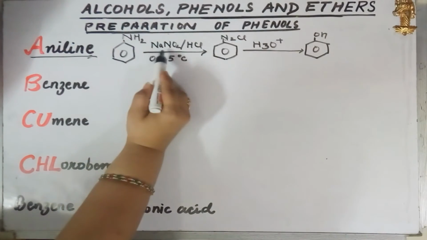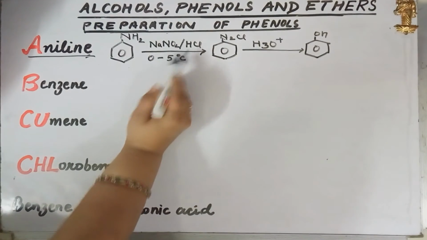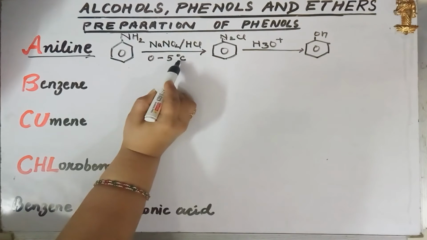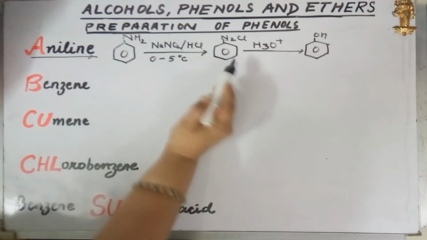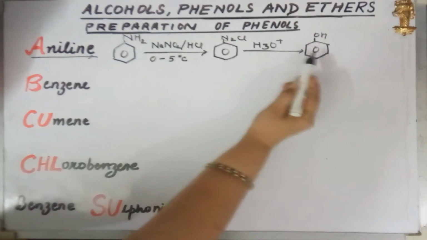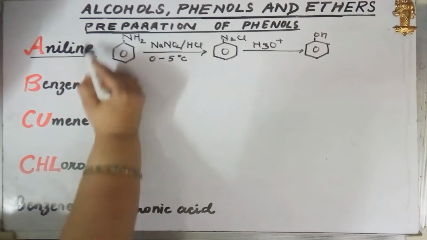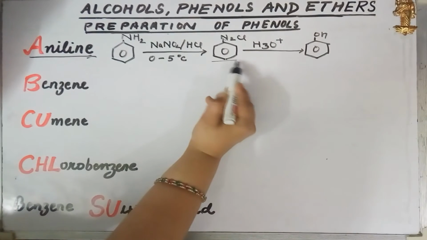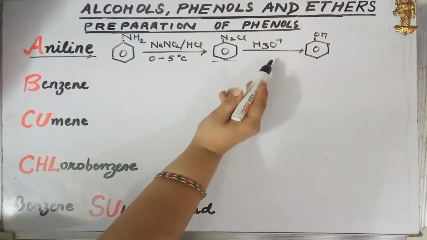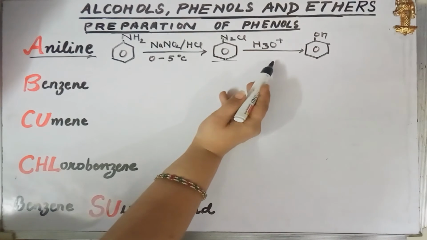Aniline, in the presence of sodium nitrite and HCl, at very low temperature is converted into the diazonium salt. This diazonium salt is further hydrolyzed in the presence of acid to give the phenols. This reaction is known as diazotization, and diazonium salts can be easily converted into various organic compounds having a ring.